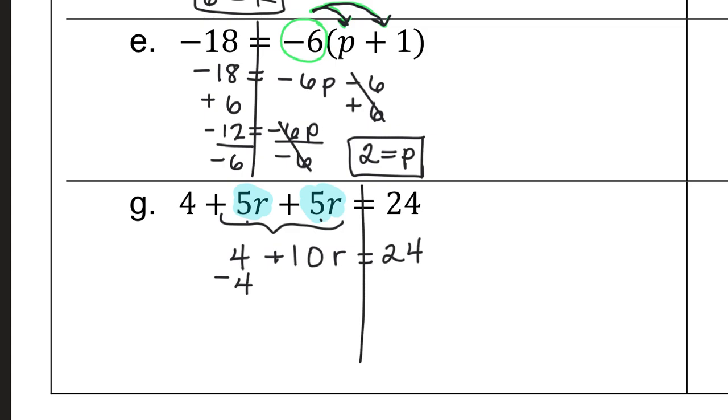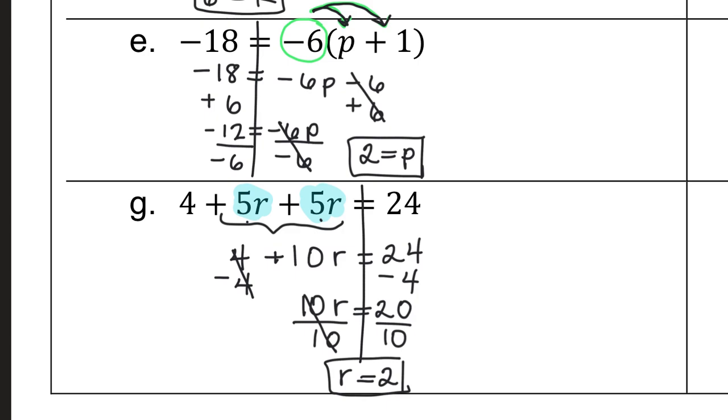Now we can subtract 4 from both sides, and we get 10r equals 20. And because we have multiplication with our variable, divide both sides by 10, r equals 2.